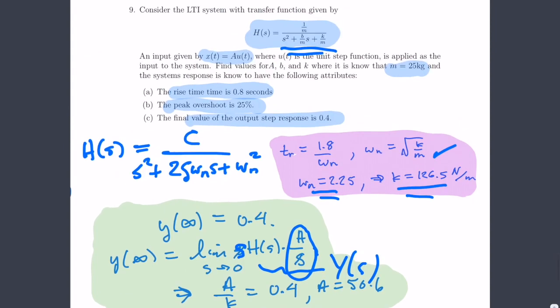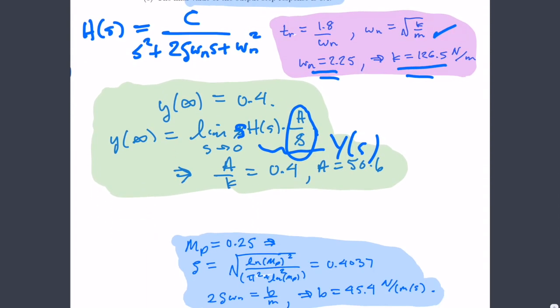When I take that limit, I get a value of a over m. I'm sorry, a over k. The m's cancel. So I know that the final value is supposed to be 0.4, so a over k gives me 0.4. Since I already know k, I can then find a.